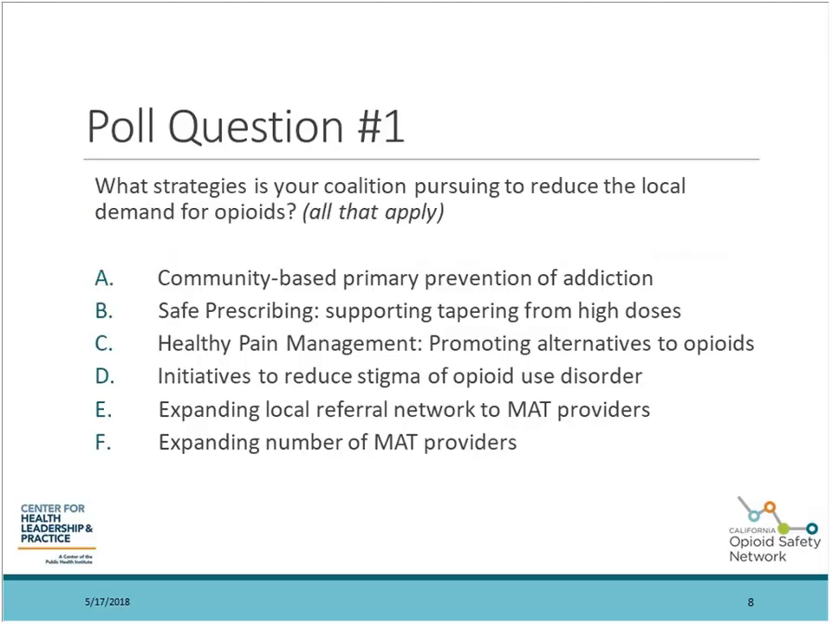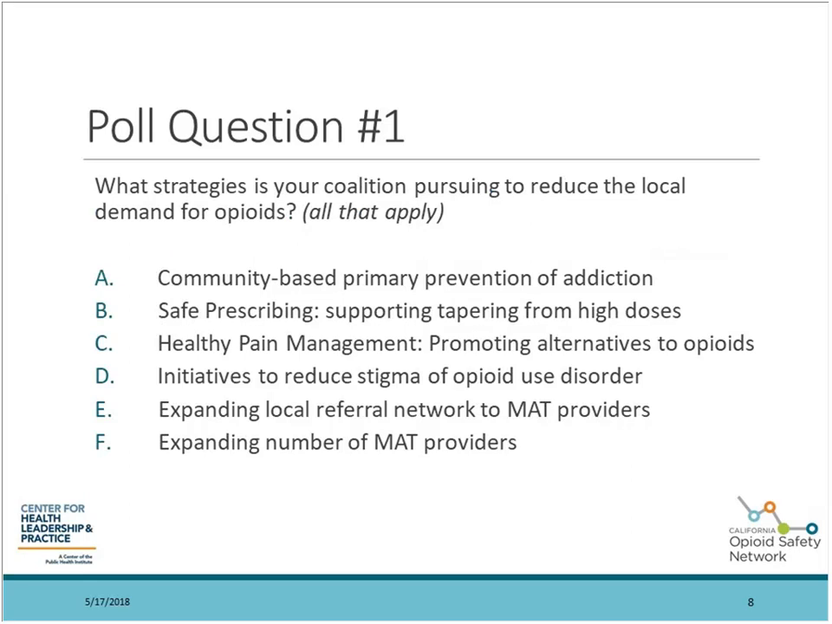So before we begin, we just want to go through an initial poll question for all of you on the line to get a sense of which strategies that we'll be covering today that you're already working on. You'll see a poll question pop up on the right side of your screen, and please mark all that apply. The question is, what strategies is your coalition currently pursuing to reduce the local demand for opioids?